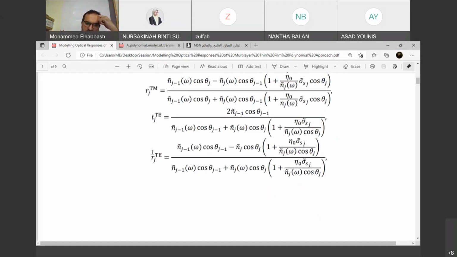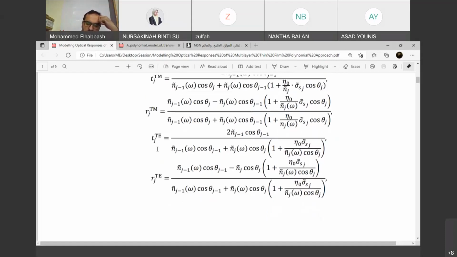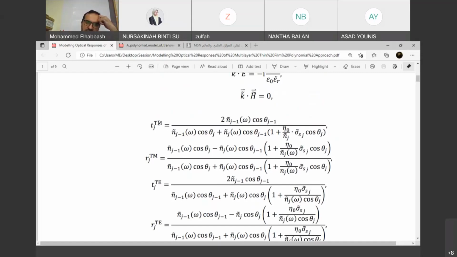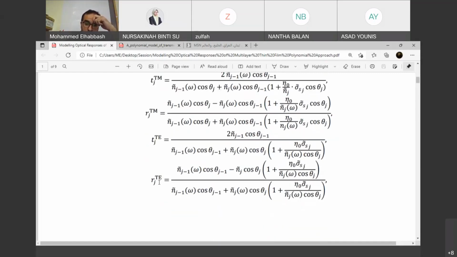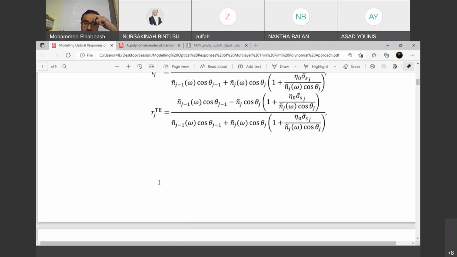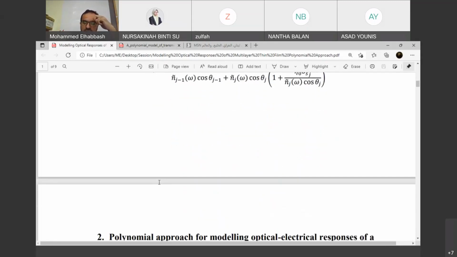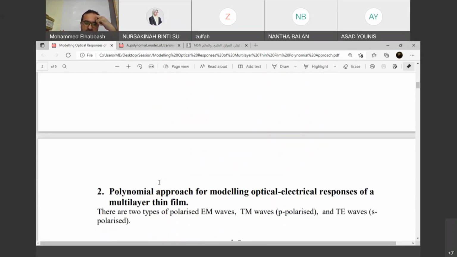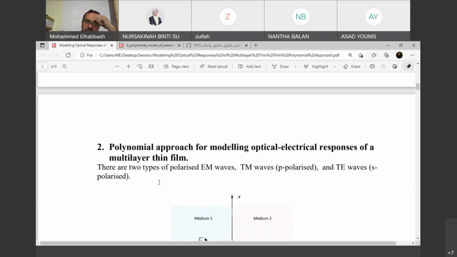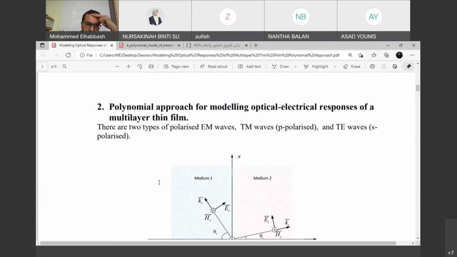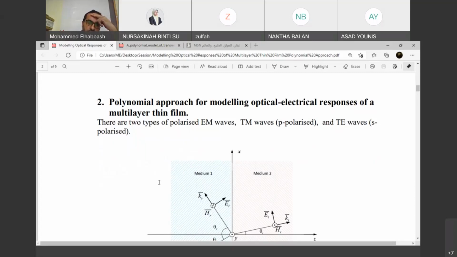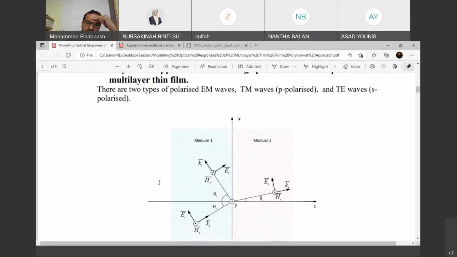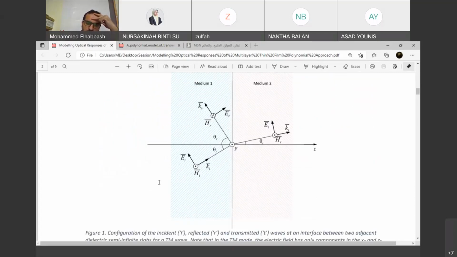The same thing for these, but we should know if the light is TM polarized or TE polarized before we simulate the electric or the magnetic field. Here we will talk deeply about the polynomial approach. In general, we have two types of polarization, as we said. Here we will show you how we can differentiate between S-polarized or P-polarized.